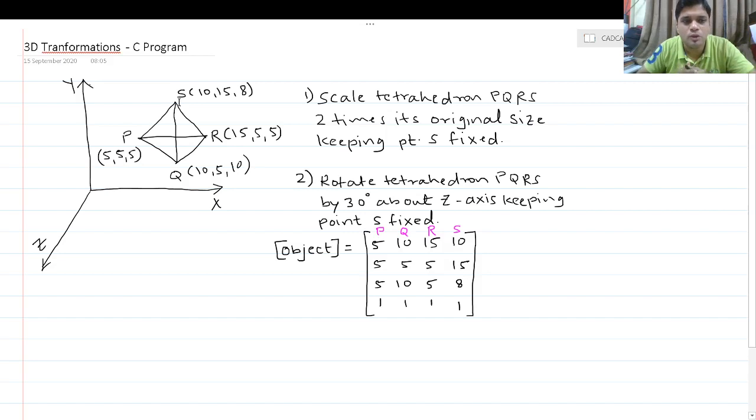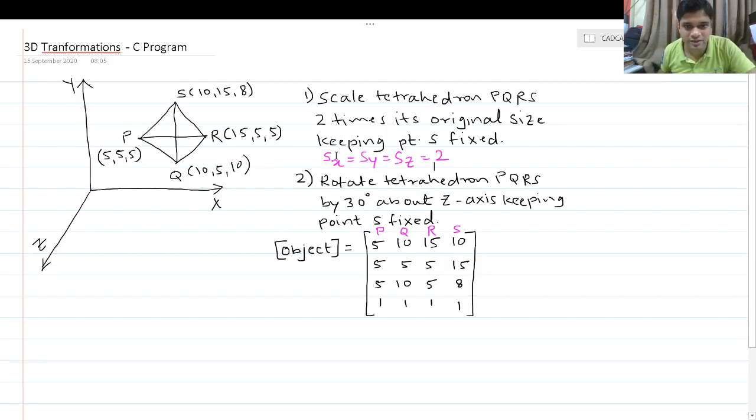When we are trying to keep point S fixed, what will we have to do? We will first translate the point S to the origin. So it will be called back translation. Then we will have to apply the scaling operation. Since it is told to scale the object 2 times its original size, all my 3 scaling factors are Sx equal to Sy equal to Sz equal to 2. So I have uniform scaling to be applied.